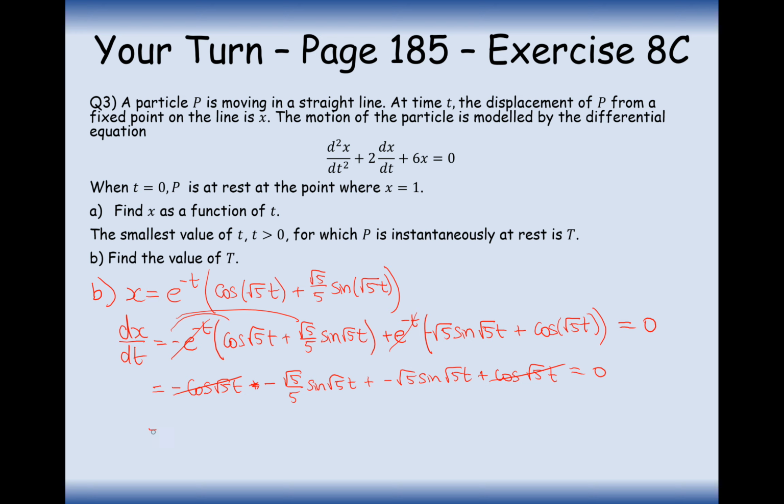So it's going to be when sine of root 5t equals 0. So that's first going to be root 5t equals 0 or pi. So it's going to be when t equals pi over root 5 seconds. And there we are, that's the answer to this question 3 here. So there we are. That's the answer to this one.